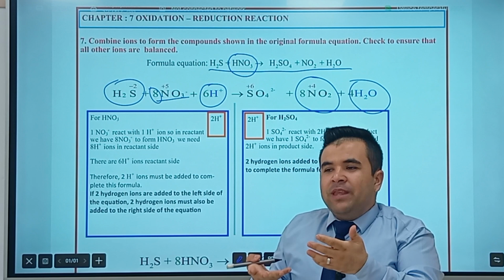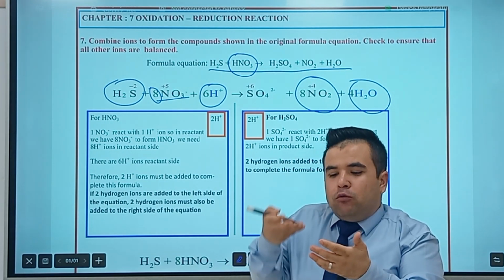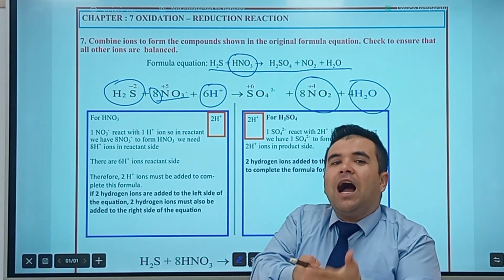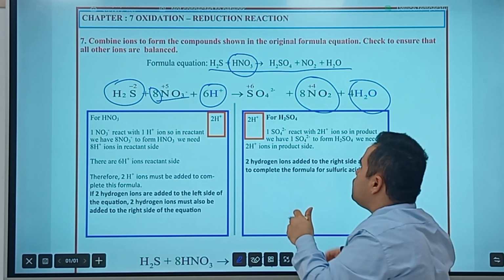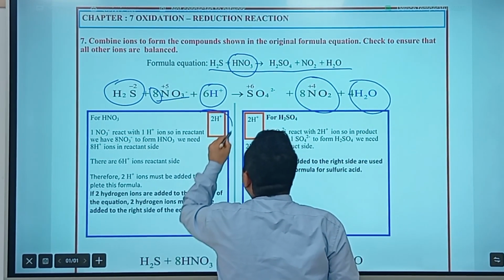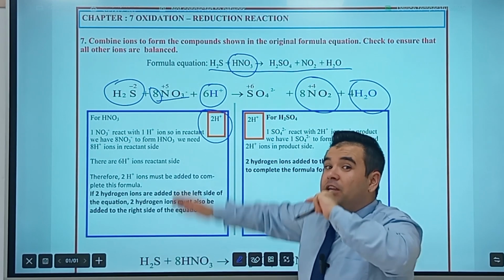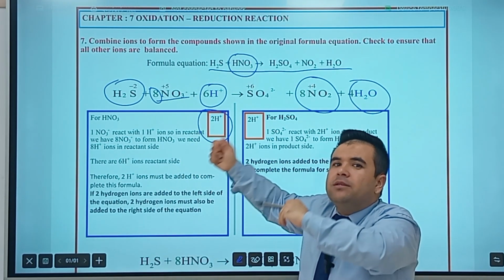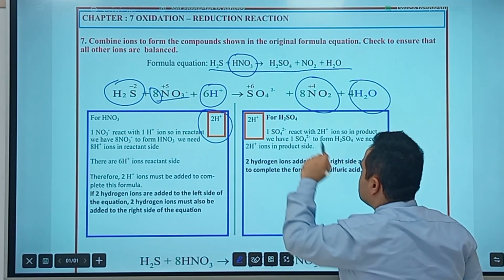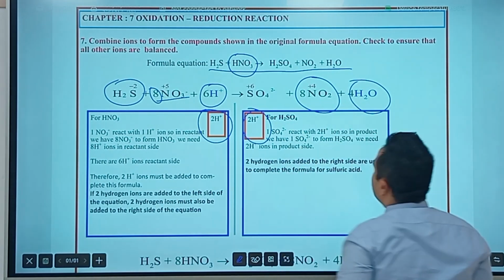Always try to increase the low amount to become the same as the higher amount. In this case, what we have to do is add 2 protons to the reactant. As you add anything to the reactant, add the same to the product. So add 2 protons to the product as well.